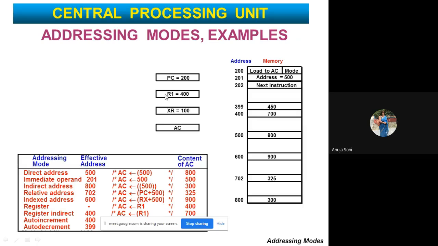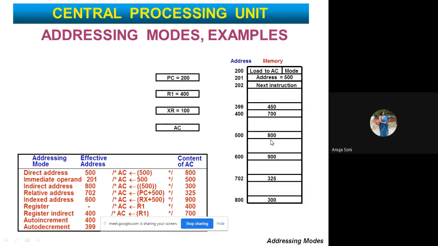So we'll begin from the direct address. In direct address, how do you find out your effective address as well as the content of AC? As per the definition of direct address, whatever is the value of the address as a part of the instruction format of the instruction, you need to go there, 500 basically. You need to go to the location 500. There, whichever value you find, that value will work as the final value of your operand.